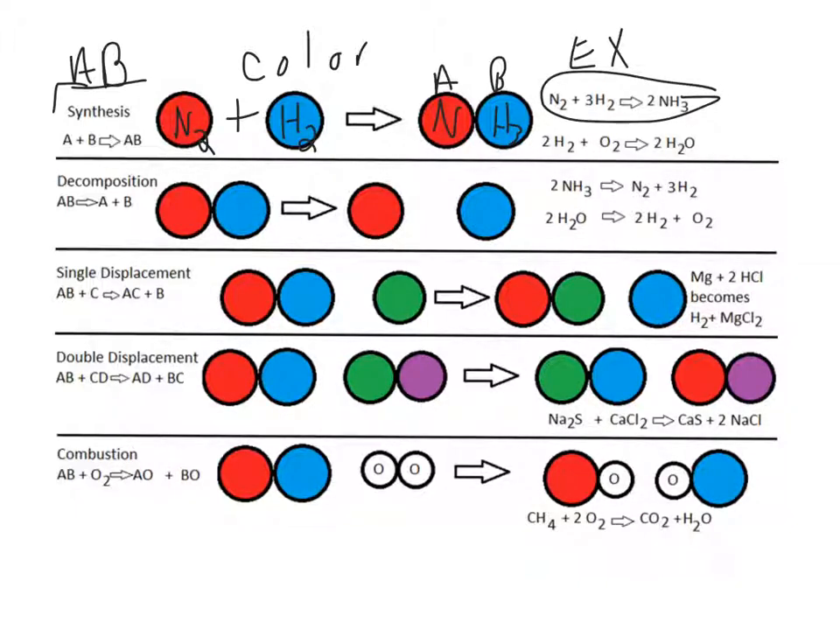I'll do one more. In our decomposition reaction right here, I have AB that breaks up to form A plus B. I would also have H2O, which would break up into hydrogen and oxygen gas. And so these are just some examples of different ways to display and teach and show and for you to learn the mechanisms of how these reactions rearrange themselves.